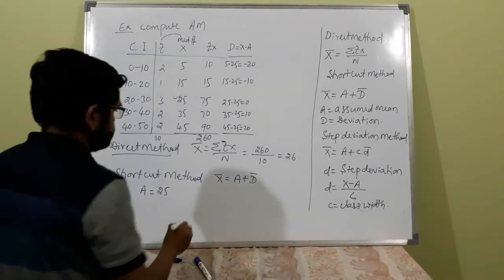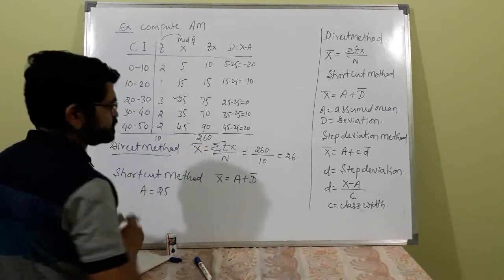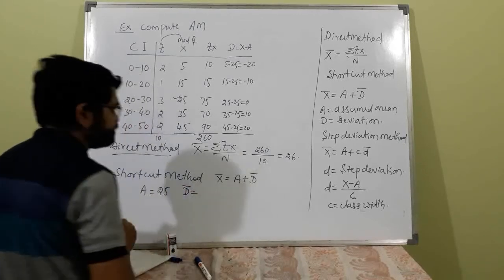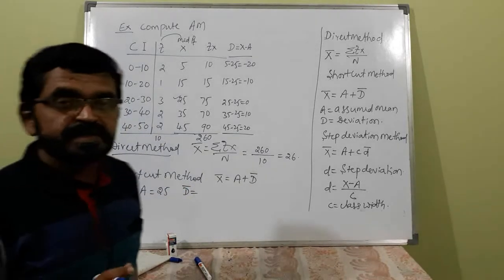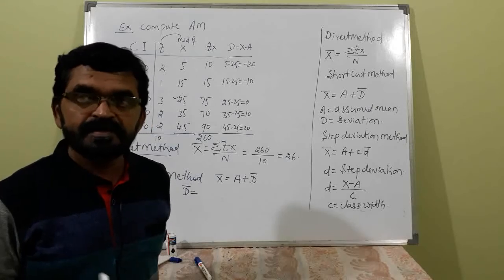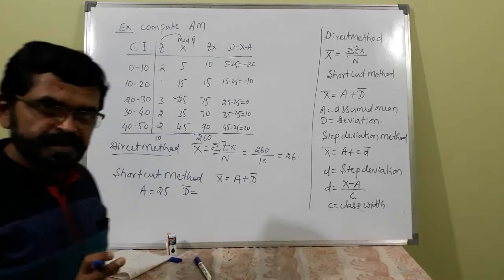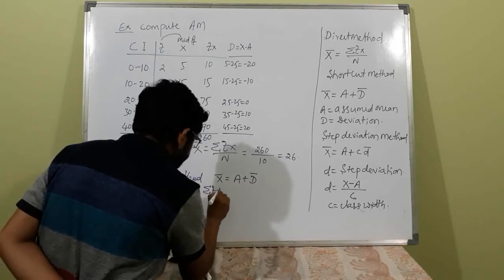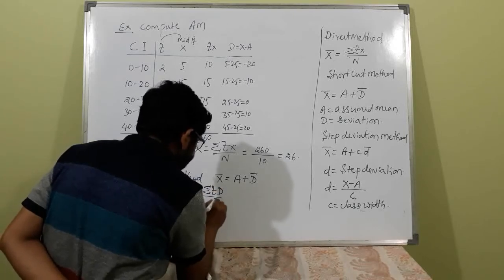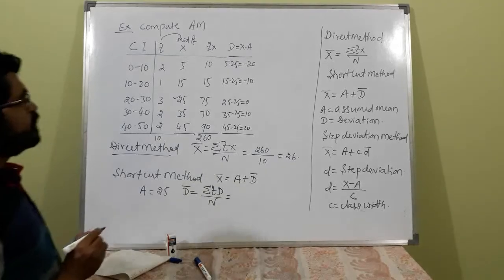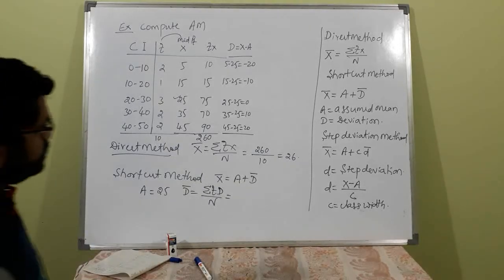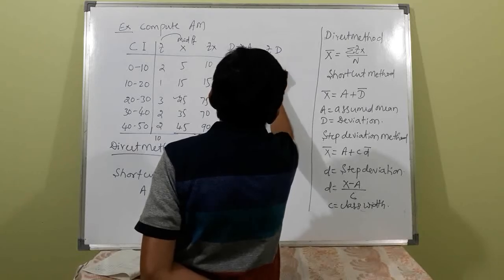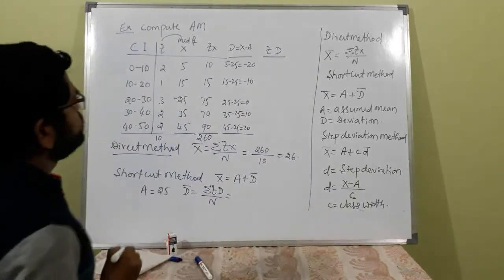See, x bar is summation of fx by n. What about d bar? D bar is summation f d by n. Summation f d by n. So f into d you have to find. F d you have to compute.